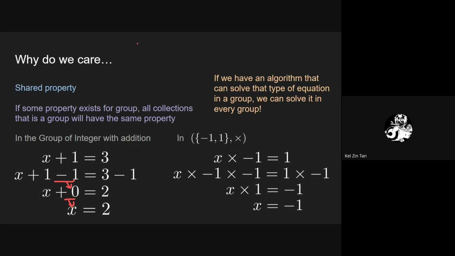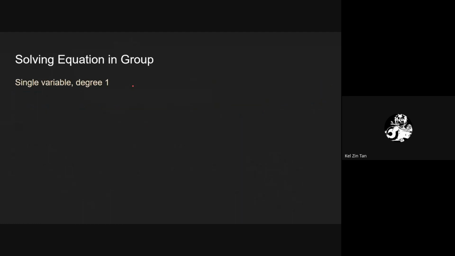So a group is essentially just a collection. We are just classifying things such that they have the same property. So now I say that if I have an algorithm that solves this for one group, then we can solve it for every group. That's very nice. Now let's look at a concrete example of how we solve equations in a group, and let's try to design an algorithm to solve it.